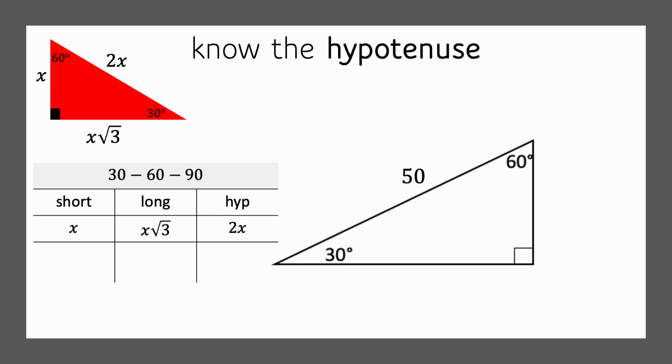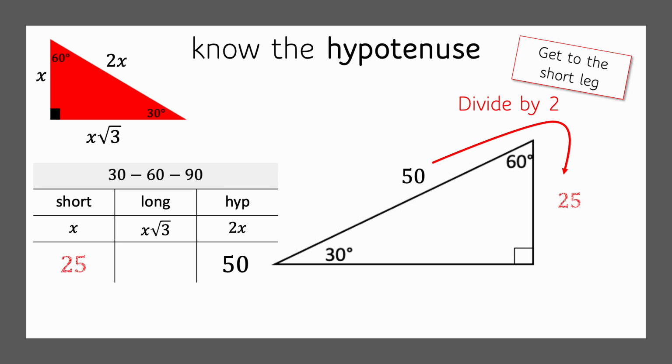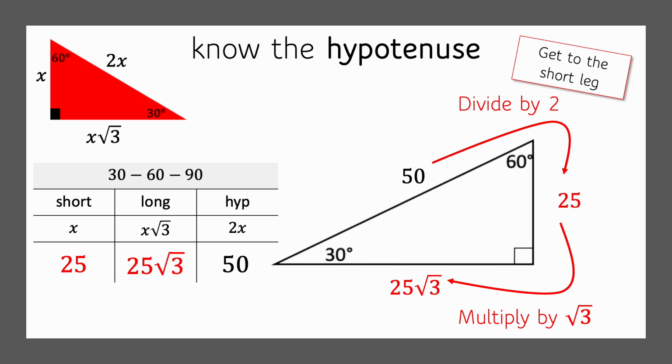Finally, what if we have the hypotenuse? Again, we just have to get to the short leg. So if the hypotenuse is 2x, we divide by 2 to get x by itself. Our hypotenuse in this case is 50, so we'll divide that by 2 and we get 25. Now to get to the long leg, well, just multiply that by root 3 and we get 25 root 3.